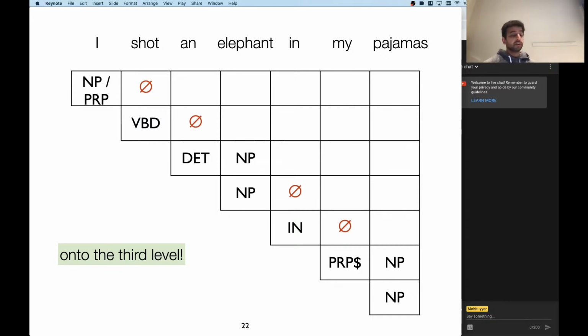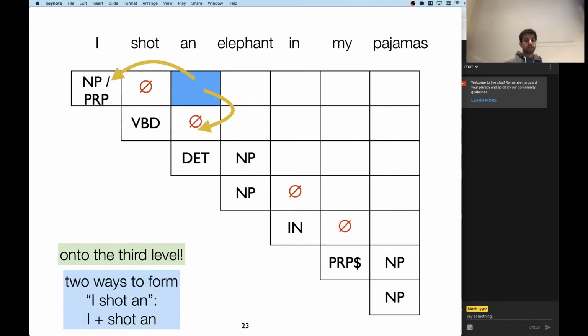Yes, you are only allowed to put something in a cell if there is a rule that combines two non-terminals from the levels below that span the entire phrase associated with the cell that you're at. This was kind of easy in the second level because there's only ever two cells that you can consider. Let's go to the third level and it'll be more clear.